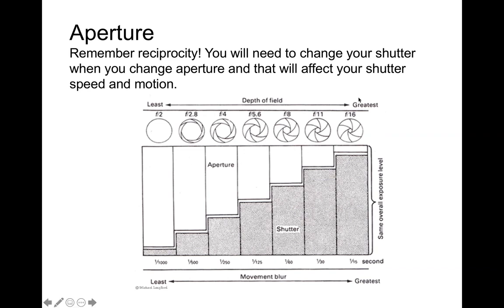So as you increase your depth of field, you may increase your motion blur. As you decrease your depth of field, you may minimize your motion or your movement blur. Oh, I hope that made sense because I'm not going back.